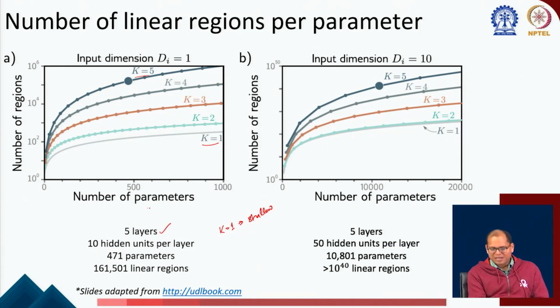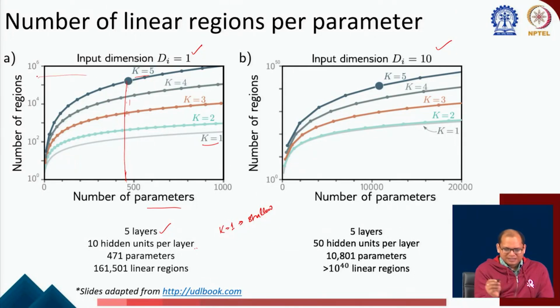Here you are seeing parameters. The input dimension here is 1, and here the input dimension is 10. So what do you see? Even if you have 10 hidden units per layer, that means roughly 470 parameters, a little less than 500, you get 161,501 linear regions, a huge number of regions, with a deep neural network.